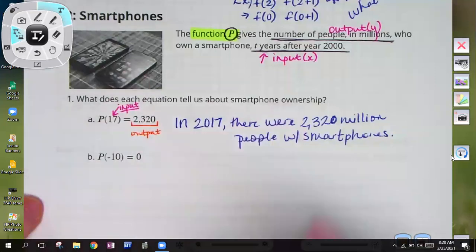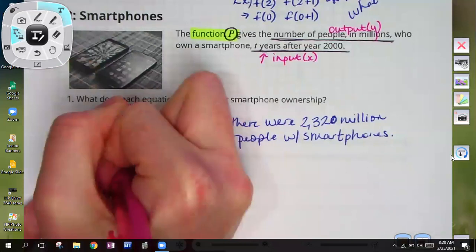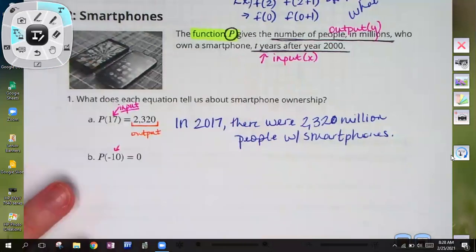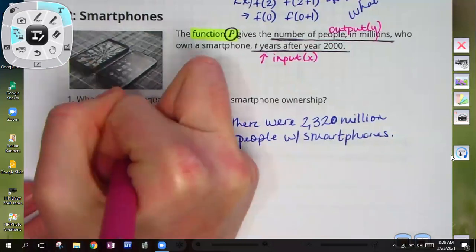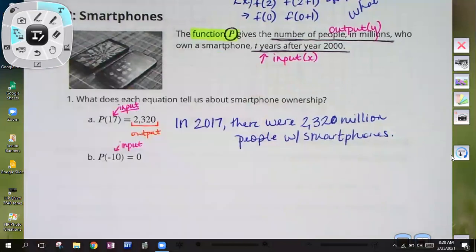Next, this number inside of the parentheses tells me the what? The input. What's my input talking about in this problem? Years after 2000. Okay, now wait. This time I have -10 as my input. So someone raise your hand and tell me what that could mean.